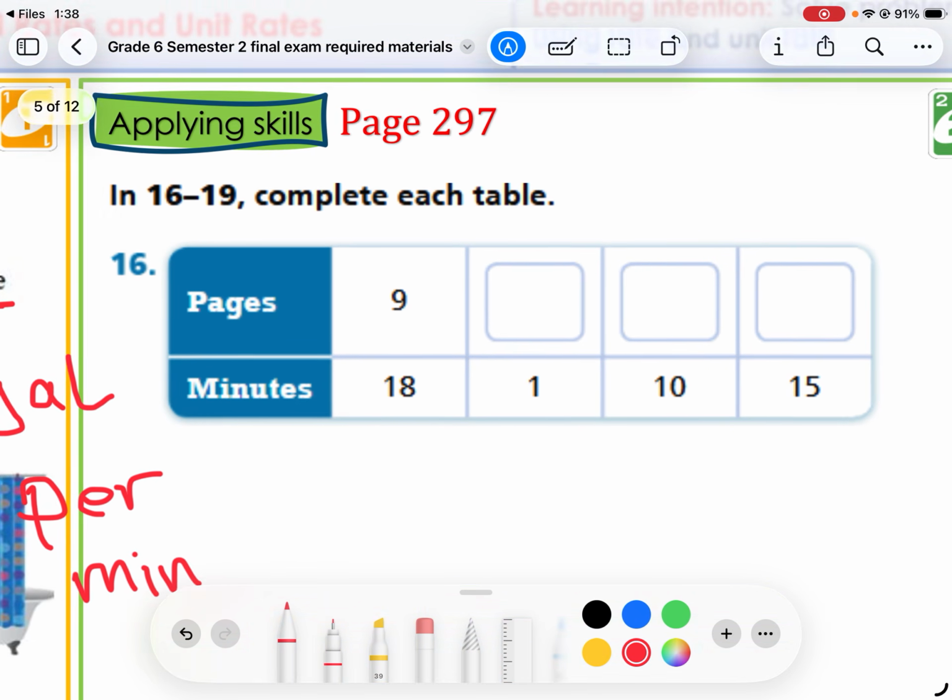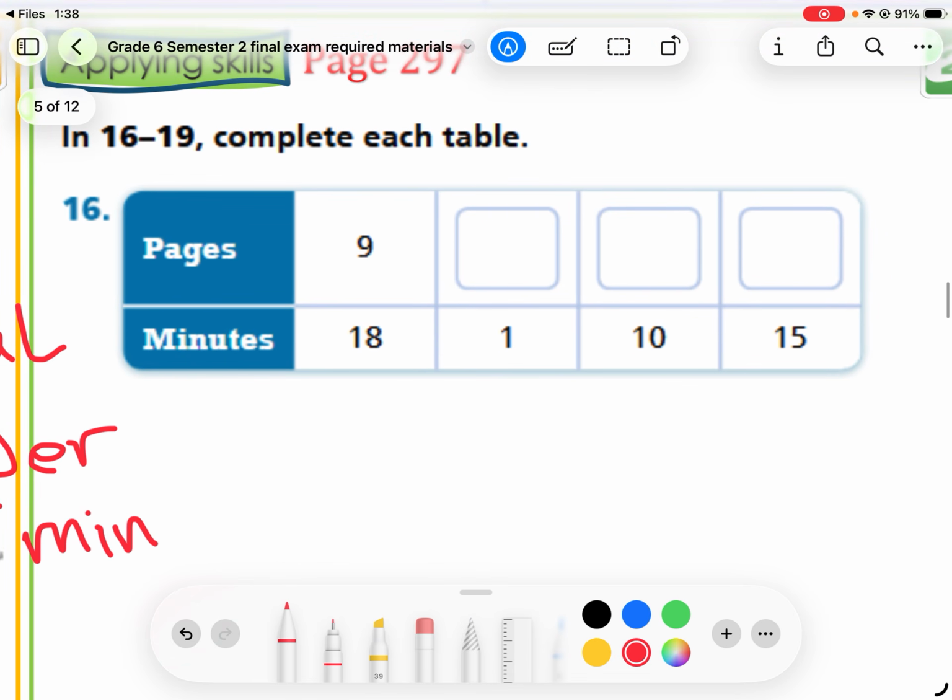Okay, the last part in this lesson is to fill the table. Now to fill the table, look at the two numbers that you know in the table. I know 9 and 18. He reads 9 pages in 18 minutes. I want to know how many pages he reads in 1 minute. For example, the first way: ask yourself, 9 became 18. How did 9 become 18? By multiplying it by, you all know, times 2.